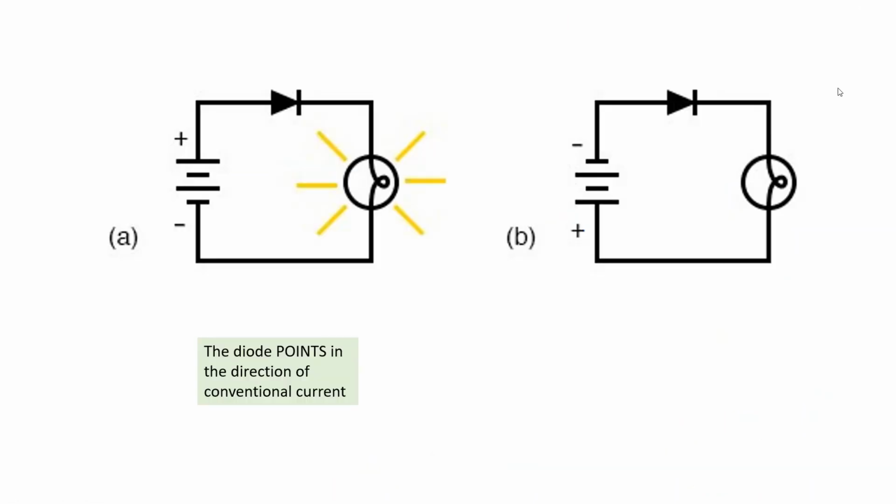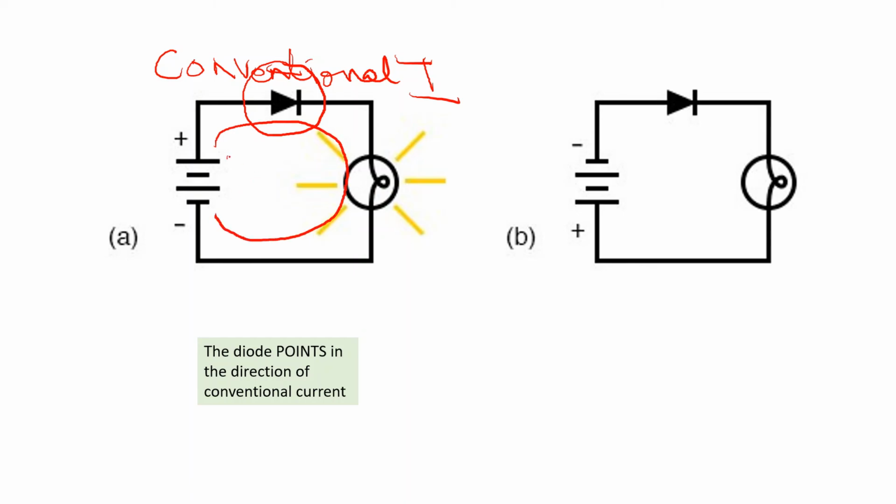If you look at the left-hand side diagram, this has to go in the conventional current direction, and only then will this light bulb work. Conventional current is from positive to negative, and it's going in this direction. This one does not work. It will be the reverse bias. So this is called the reverse bias.